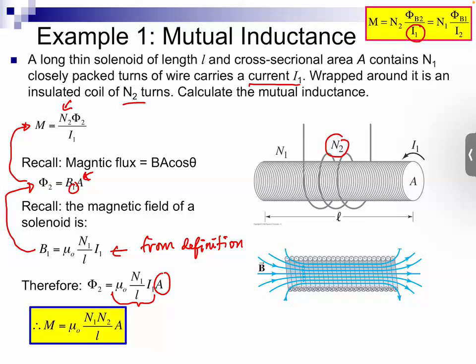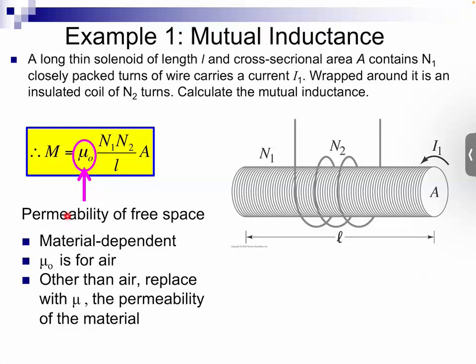Right. So you have here that the mutual inductance, or how these two coils will affect each other, depends on the number of turns of each coil, the length of the solenoid, the area of the solenoid, and it also depends on mu naught. So mu naught is called the permeability of free space. Okay? It's material dependent. If you have nothing inside the solenoid, then mu naught is equal to mu naught in air, 4 pi times 10 to the negative 7 Tesla meter per ampere, right?